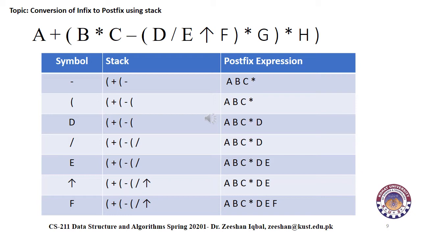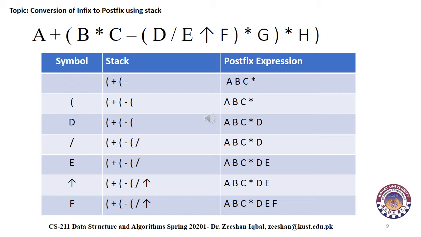The next symbol is D, which is an operand, so we will put it in the postfix expression directly. The next symbol is division, which is an operator, so we have to check again the stack top position. As we can see, there is no operator on top, so we will push the new operator division on the stack. The next symbol is E, which is an operand, so we will put it in the postfix expression directly.